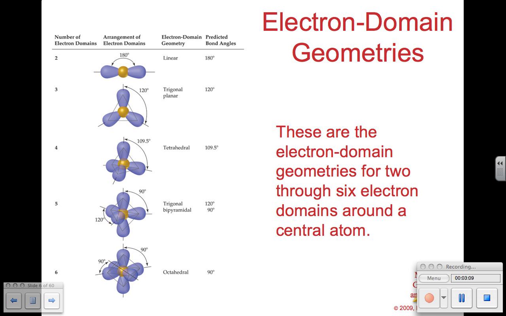Now, these are electron domains. Sometimes electron domains can be lone pairs. Other times the electron domains can be shared pairs of electrons. That's where we'll get a variety of actual molecular geometries. But these are electron domain geometries that are being described here.